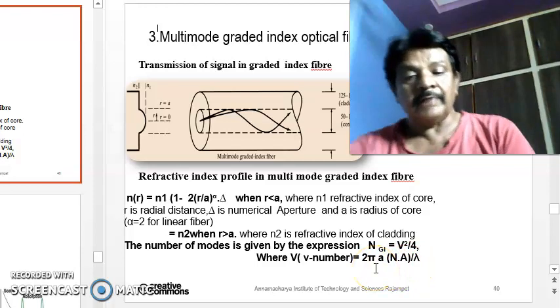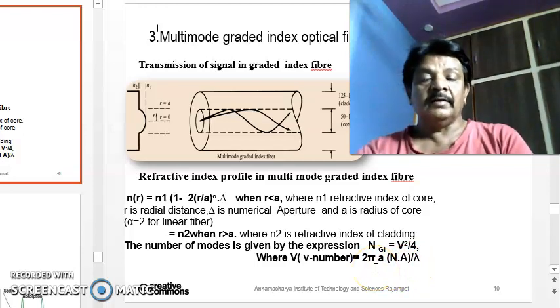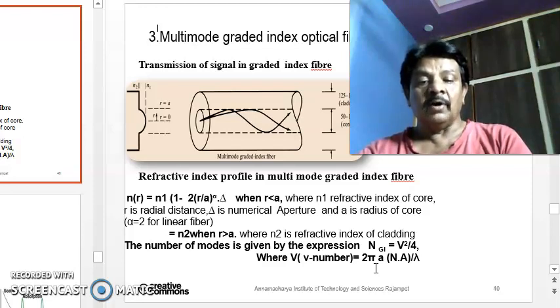So if you have a question on the modes of propagation in types of optical fiber, or are asked to explain the V number, you can answer using the same values. Thank you.